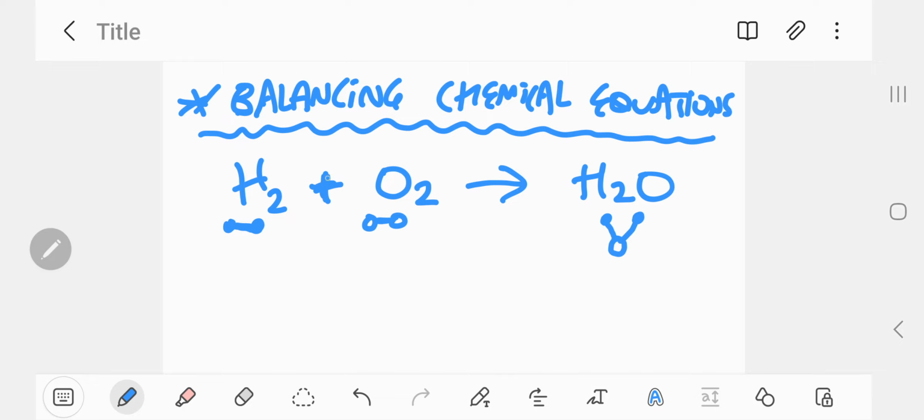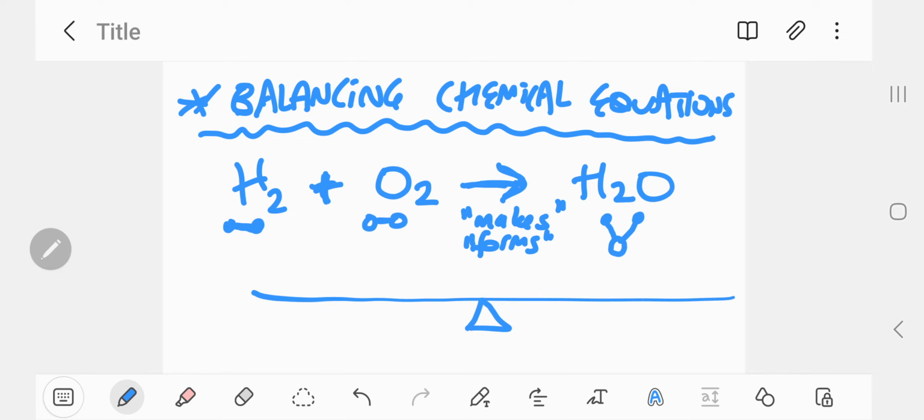So plus, I'm just adding them together. And this arrow means makes, or forms. And a chemical equation is much like a mathematical equation. It's all about balance. So think of a seesaw. The left-hand side and right-hand side have to be equal.